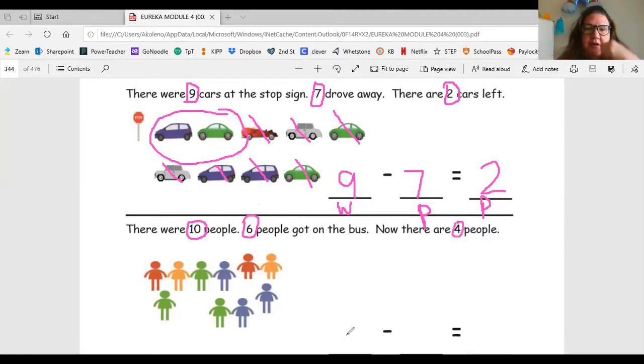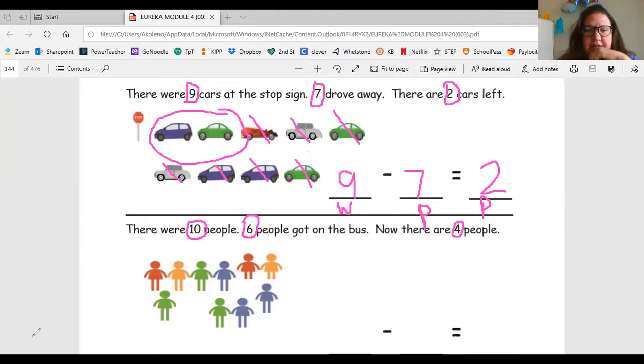Good. What do you notice about the pictures in this one and the pictures in this one? Right, up here, they're in a 5 group. And down here, they're just thrown out in an array. They're just scattered all over, okay?